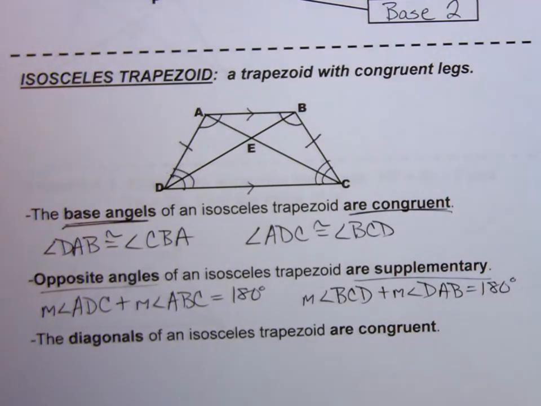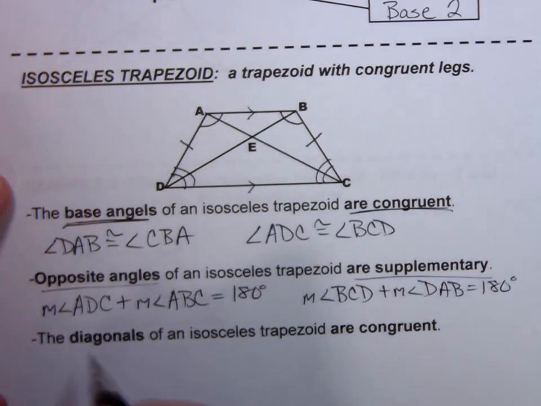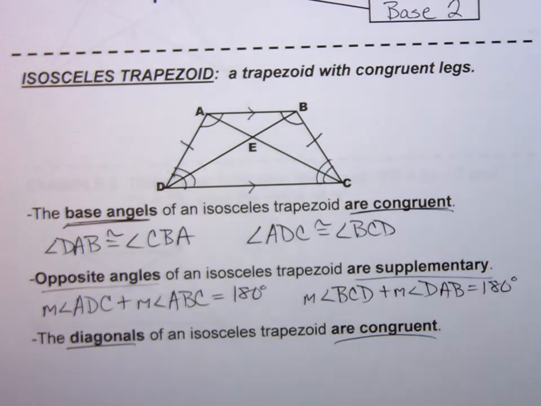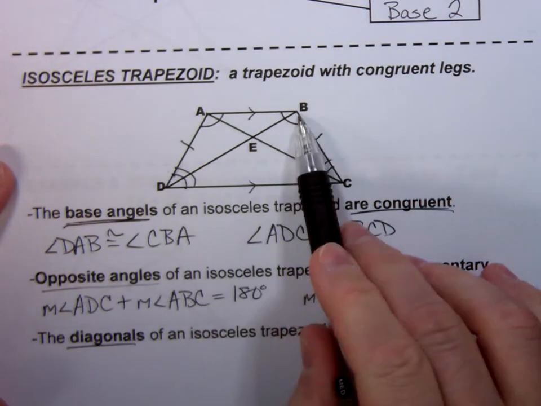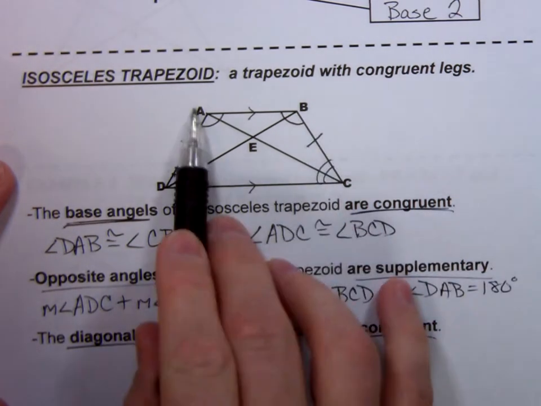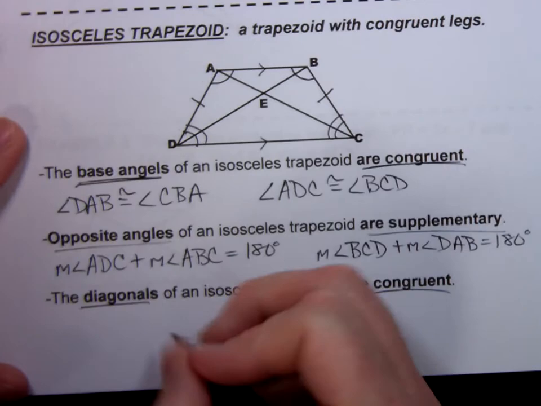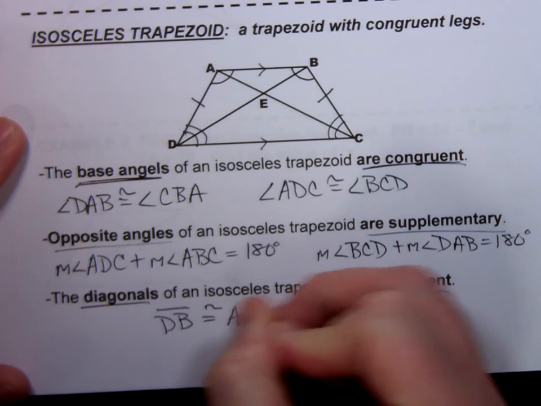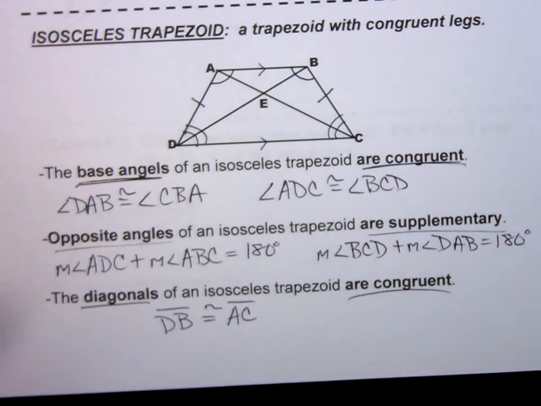Something else we know about isosceles trapezoids is that the diagonals are congruent. The diagonals of an isosceles trapezoid are congruent. So the diagonals here are line segment DB and line segment AC. Those are going to be congruent to each other. So those are three things that we know about all isosceles trapezoids. Not all trapezoids, just isosceles trapezoids.